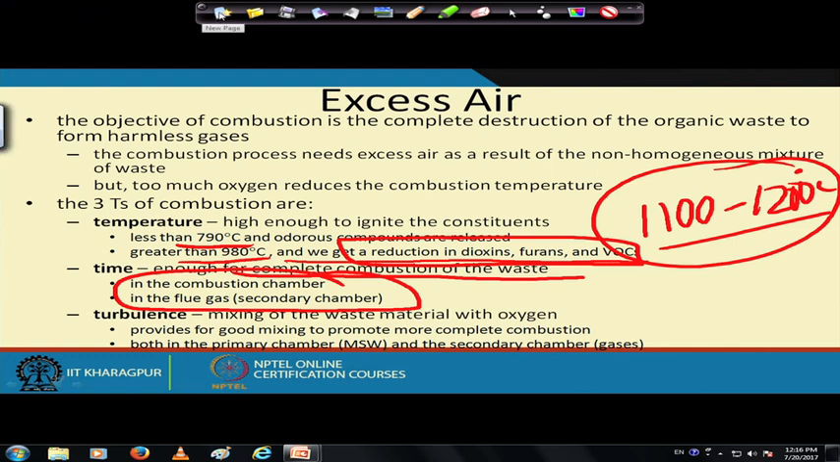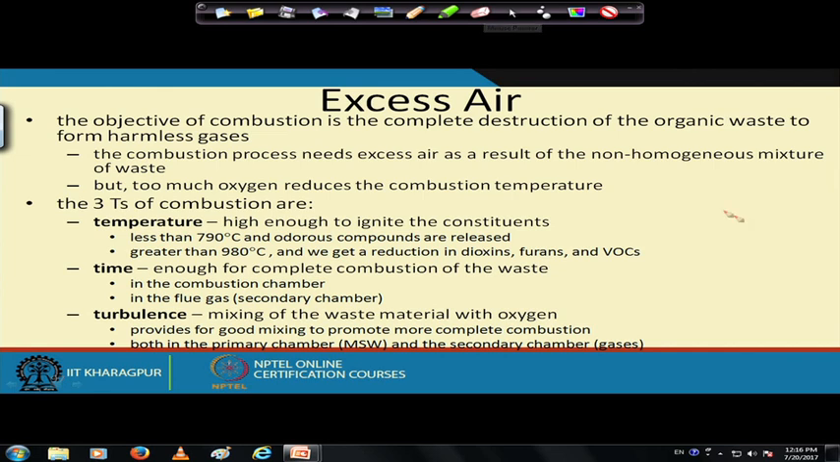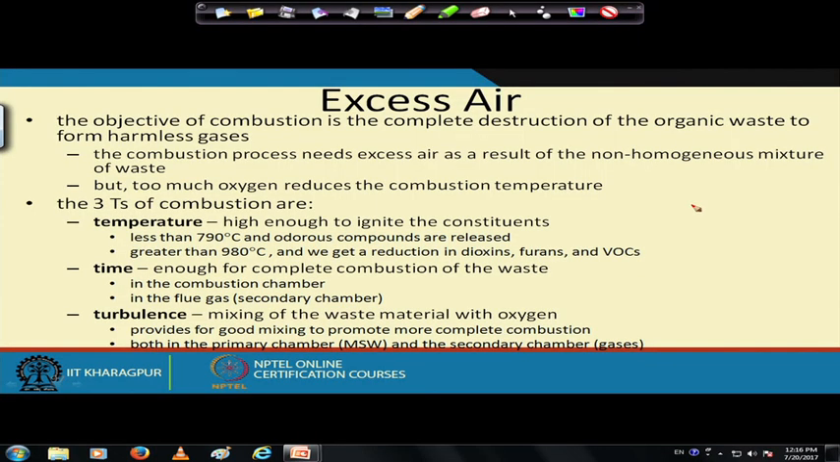Now the third T is what is known as turbulence. What is this turbulence? It's basically mixing. You are trying to mix the waste together so that where the air comes in, all the different areas get exposed nicely and it burns really well. Why is it needed? Again, it's for the heterogeneity of the material. It provides good mixing to promote more complete combustion.